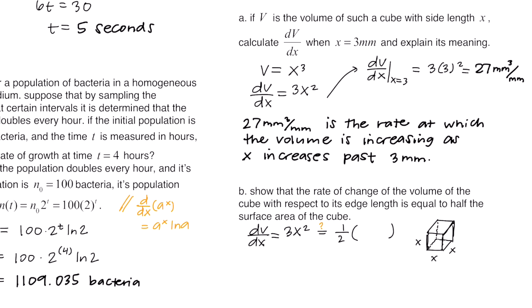So for your cube, the area of one side would be x squared, and then we have how many sides? 1, 2, 3, 4, 5, 6 sides. So that'd be 6x squared. So half of 6x squared is 3x squared, and it checks out.